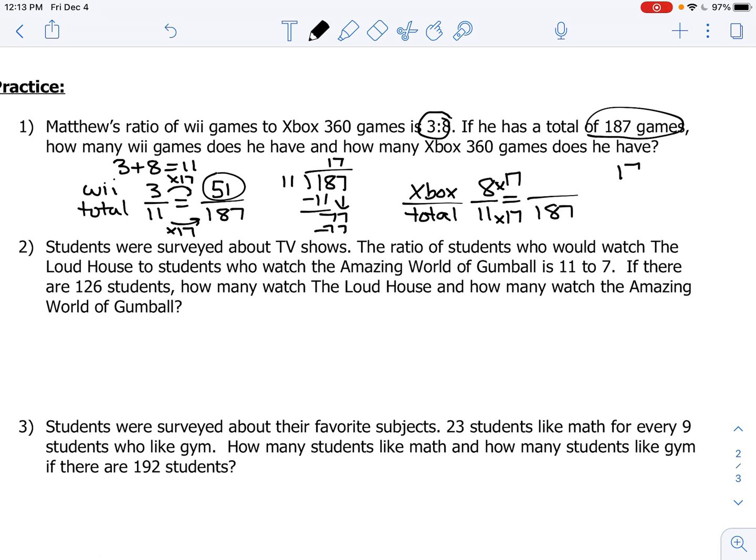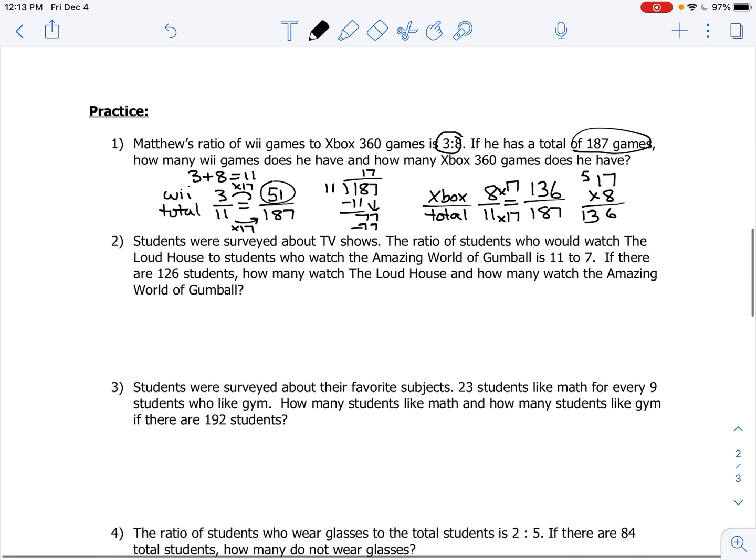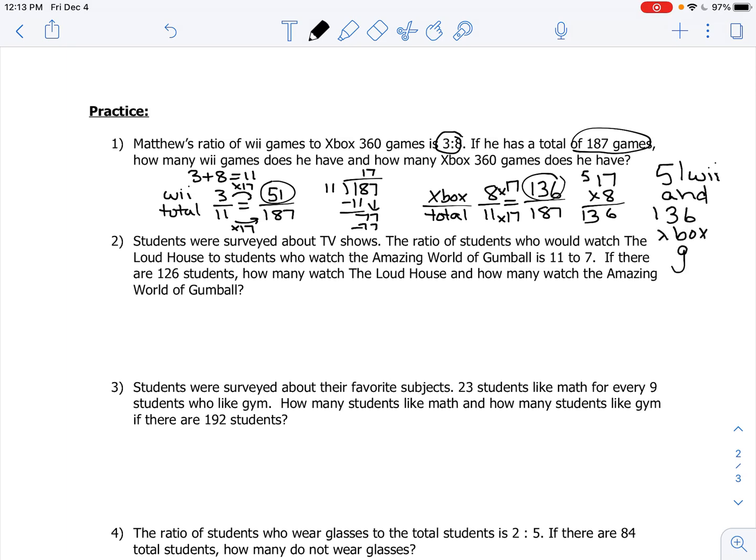And I'm going to do that on the side here. I don't know that off the top of my head. 8 times 7 is 56. 8 times 1 is 8, plus 5 is 13. So that means there are 136 Xbox games. And I'm just going to rewrite it here on the side. 51 Wii games and 136 Xbox games.